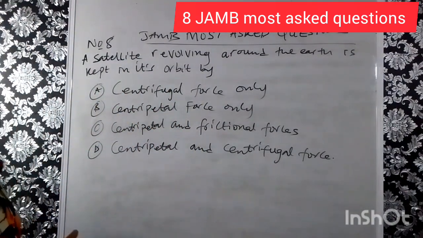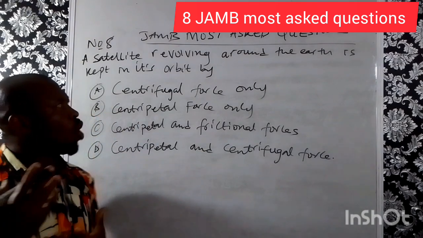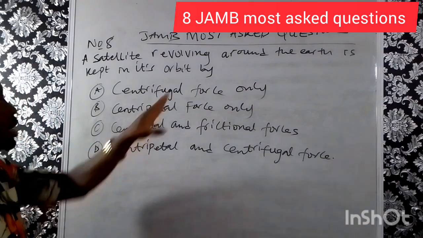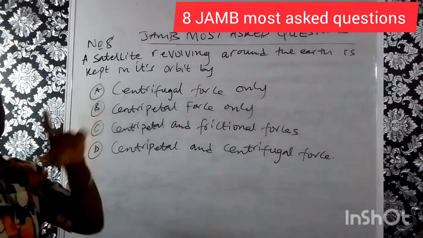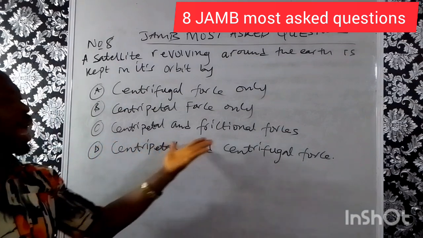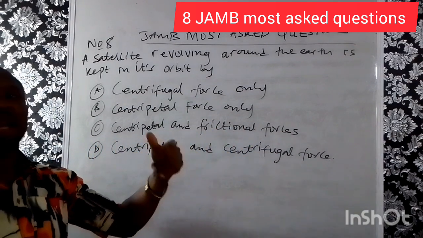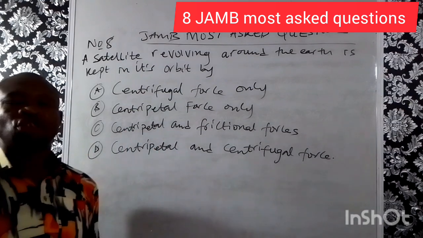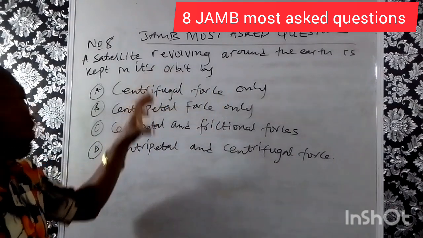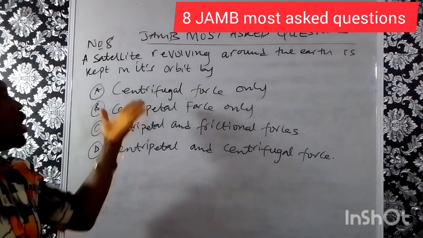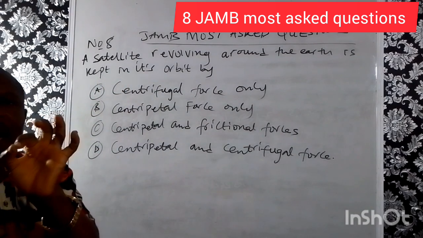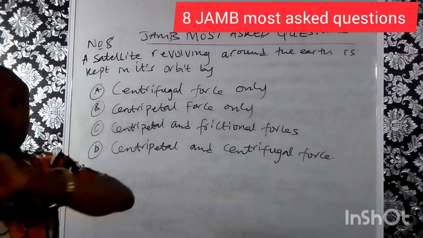Now this question says, a satellite revolving around the Earth is kept in its orbit by: A, centrifugal force only, B, centripetal force only, C, centripetal and frictional forces, while D is centripetal and centrifugal forces. Now, we explain them one after the other. The centripetal force and the centrifugal force are somehow related, but opposites in meaning.